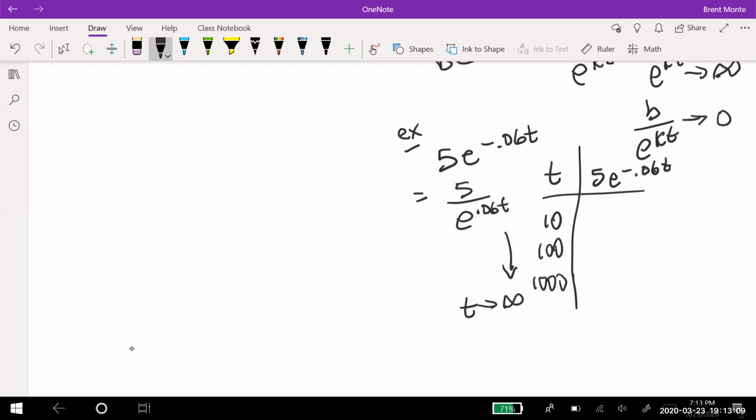Let's do it like I did in class. That's not what I did in class. Let's erase that. So notice here, t is going to infinity. And over here, let's see what this goes to. I'm just plugging this into my calculator. So I'm going to go 5 e to the negative 0.06 times 10, and I get about 2.7.